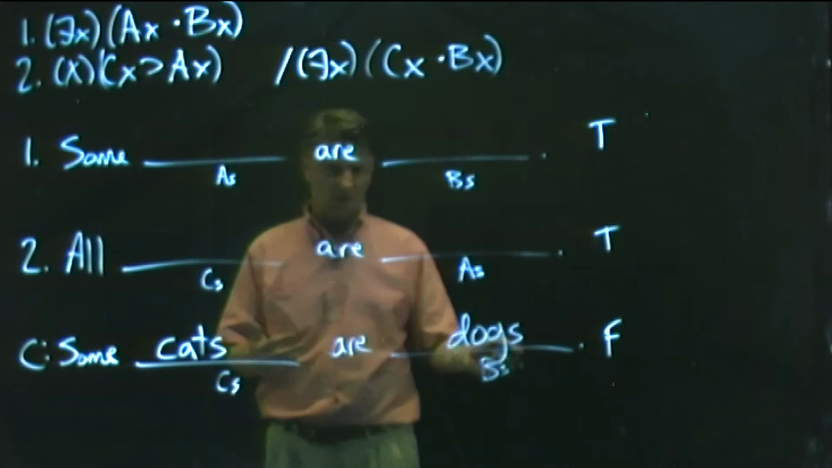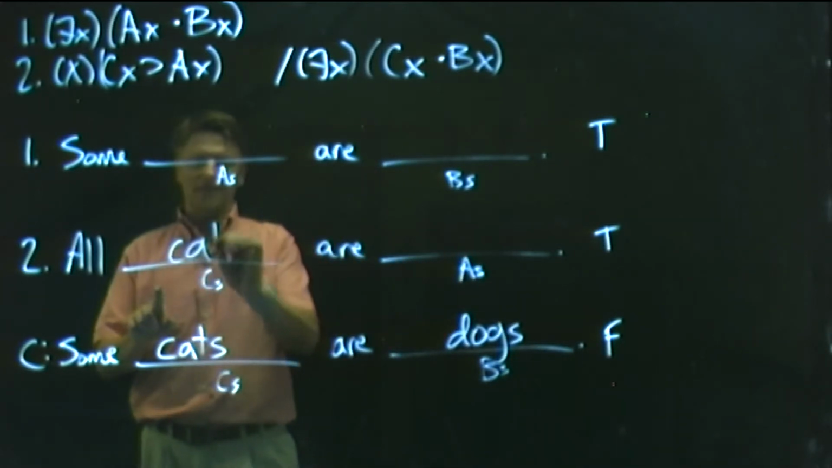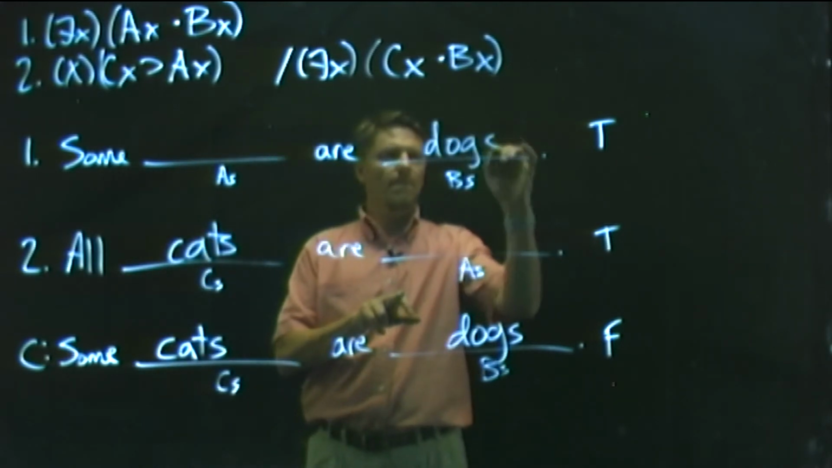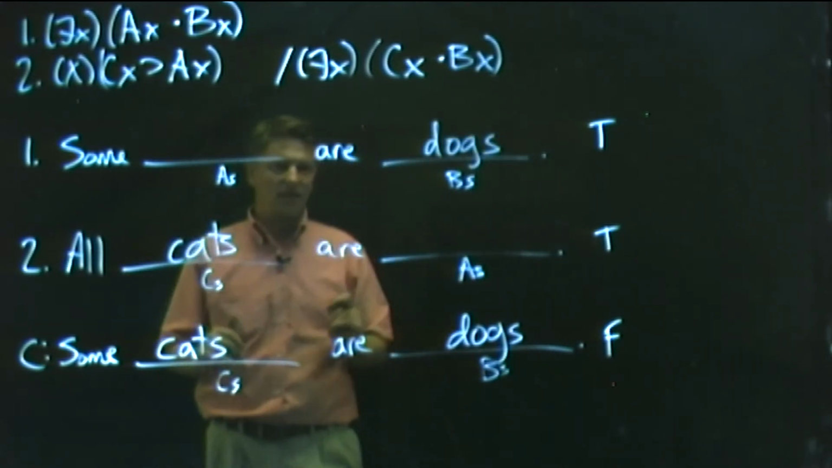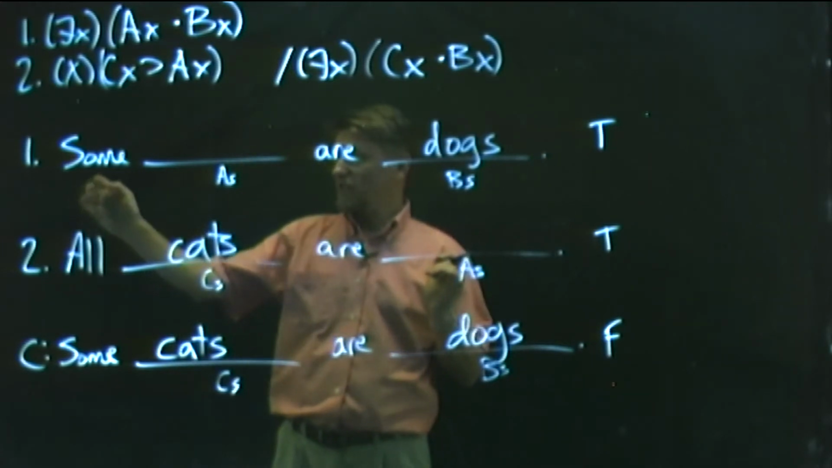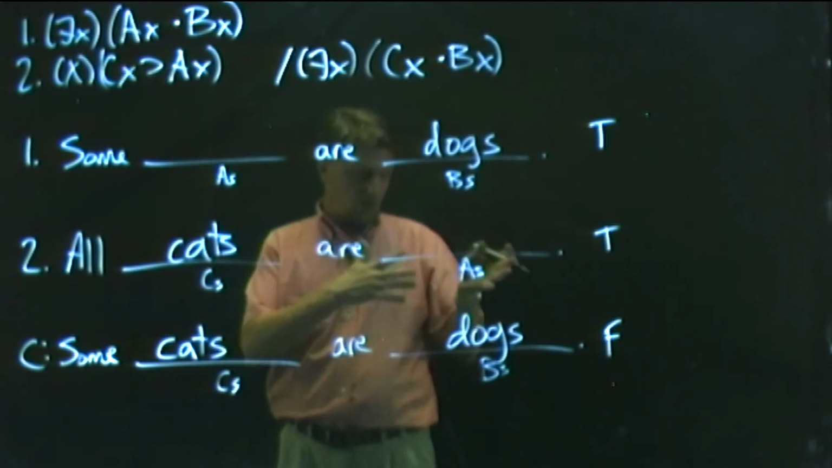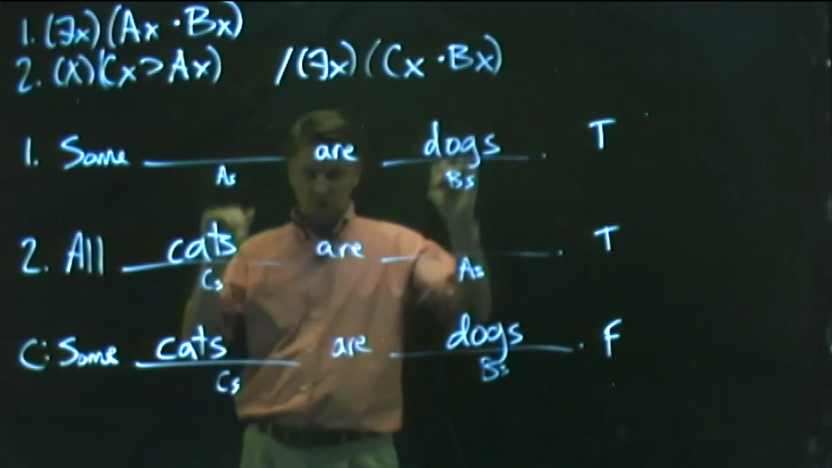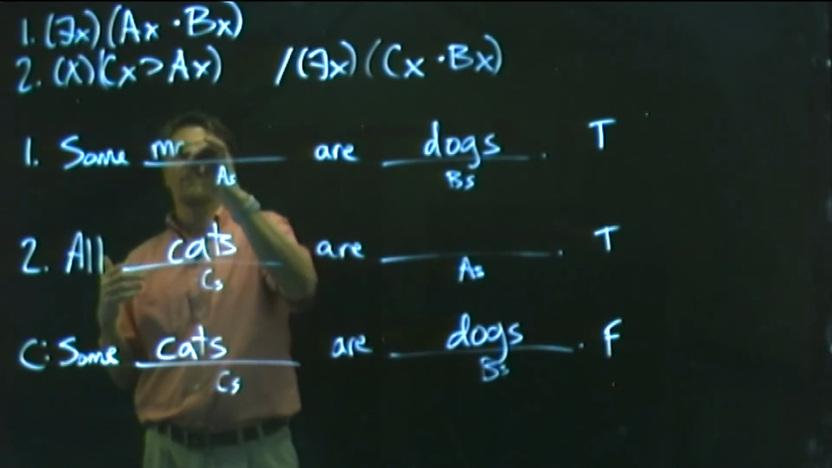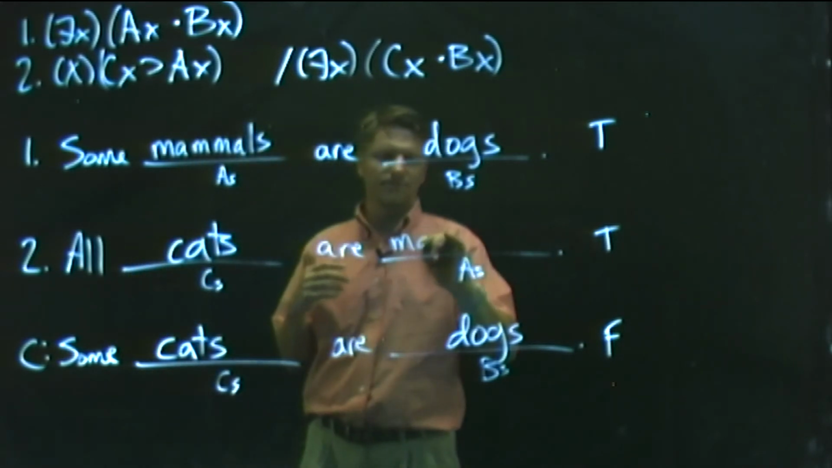Some cats are dogs. Once we get that, now we find a C here, that's cats. We find a B here, that's dogs. And then we're going to fill in our A predicate there to make both of these premises true. So we have some blank are dogs, and all cats are whatever that thing is, and we want to make both of these true. So we might think of something like mammals, right? At least give that a shot.